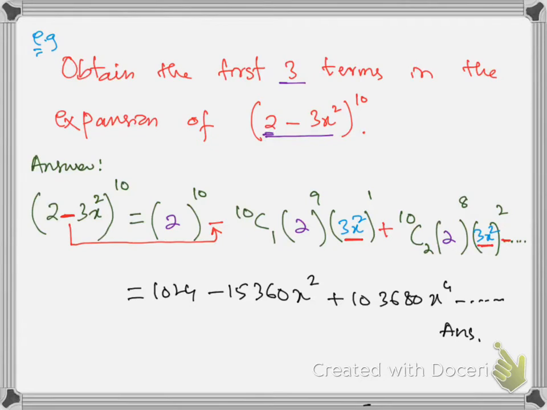Never take the sign of the second term while using the theorem. Just write plus 3x square here, plus 3x square here. Now just simplify everything and you will get the answer. The answer is 1024 minus 15360 x power 2 plus 103680 x power 4 and so on. We had to find only the first 3 terms, therefore just write dots here.